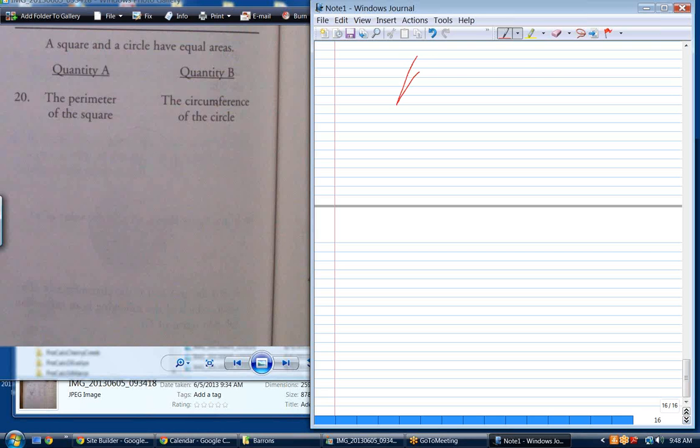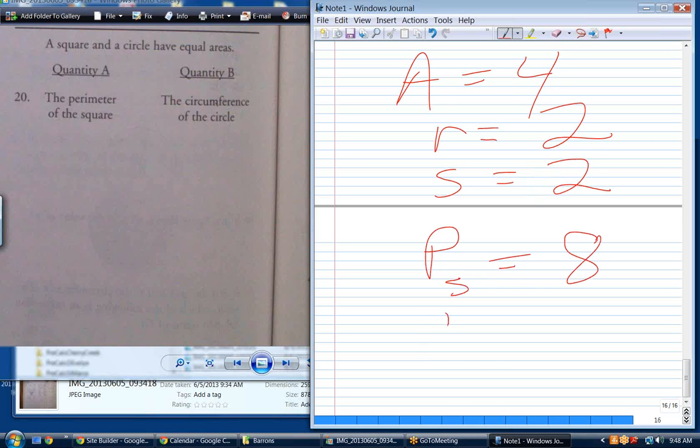So if our area is 4, then the radius of the circle is what? 2. And the side of the square is what? 2. So the perimeter of the square is what? 8. And the circumference of the circle is? 4 pi. The circumference of the circle is bigger. Okay.